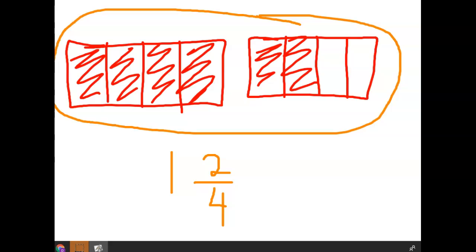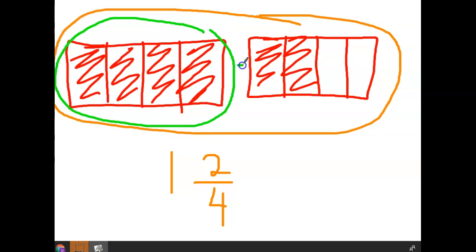Now, how did you get 1 and 2/4? You know, this is one whole, and then you look and see, all right, after the one whole, what's left? There's two shaded, out of 1, 2, 3, 4 sections in all. So that's how you get 1 and 2/4.